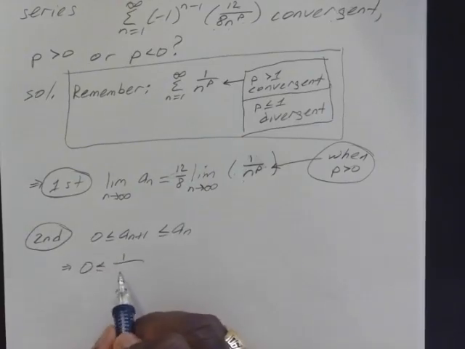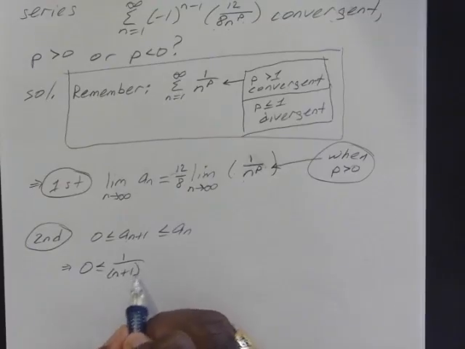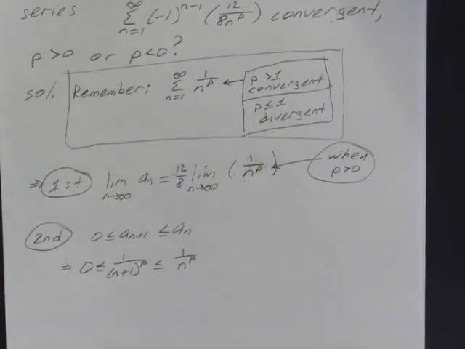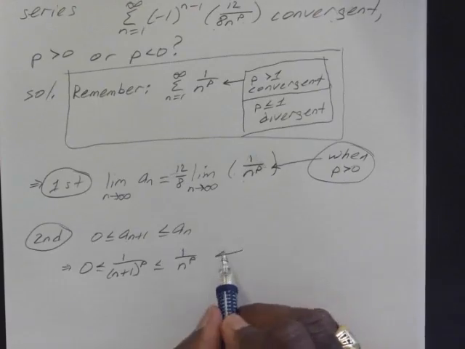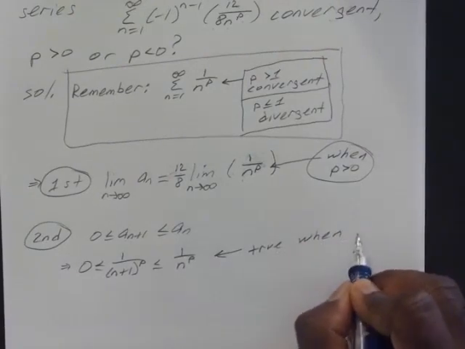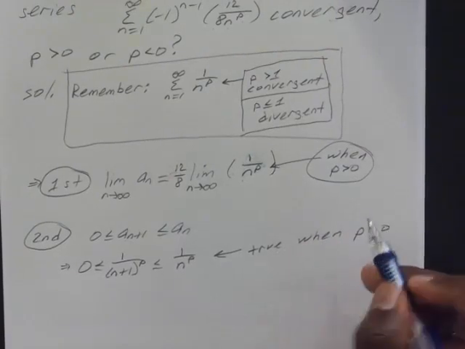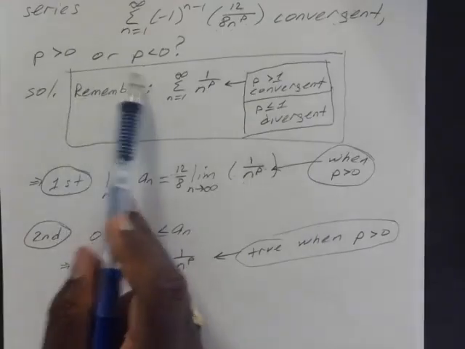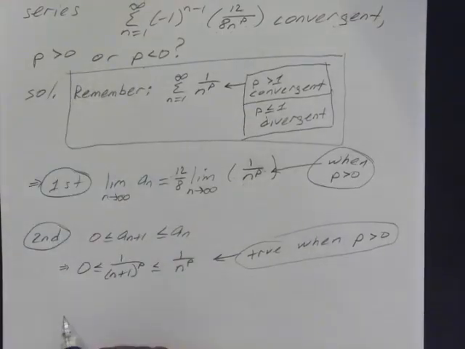So we make that 1 over n plus 1 to the power of P less than or equal to 1 over n to the power of P. Okay, and once again, we can see that this is true when P is greater than 0. So we can see that out of those two options, P greater than 0 would make this convergent.